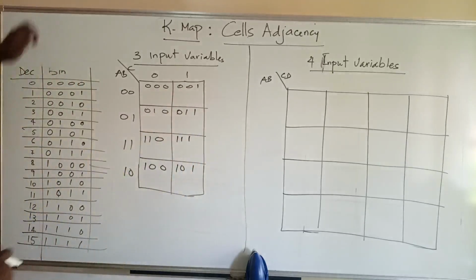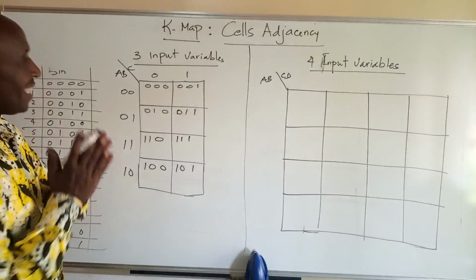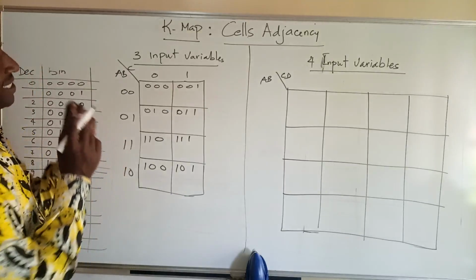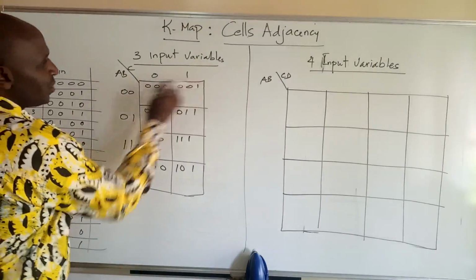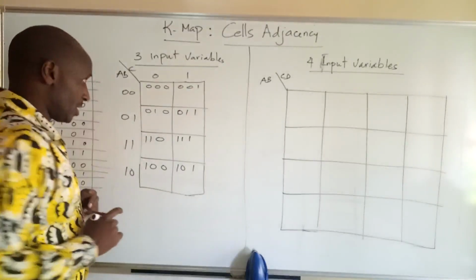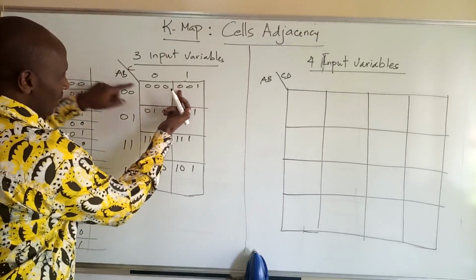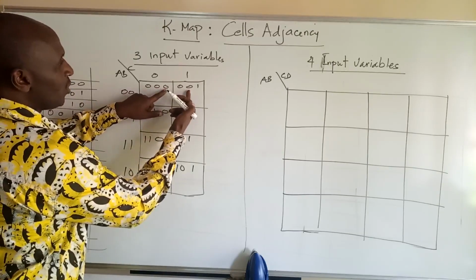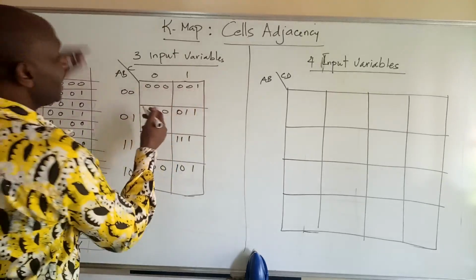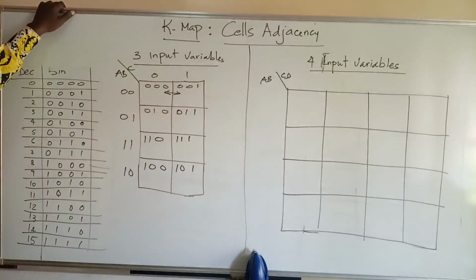Now, friends, if you look at these values, are these values adjacent? To be adjacent, it must have one bit change. Only from one value to another value, we will have only one bit change. Now, what is that? 0, 0, 0. 0, the same bit, no change. 0, no change. 0, 1. One change is there. Meaning that these two values are adjacent to each other.